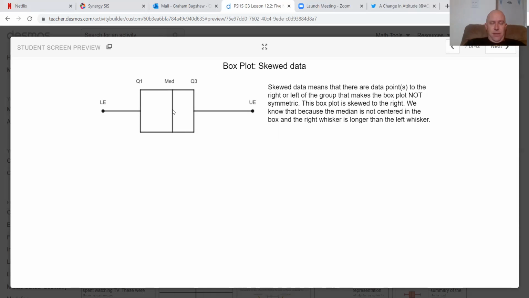Skewed data. So if we look at this, we certainly will notice this is not symmetrical. You can certainly see that this left whisker is a lot shorter than this right whisker. That means that we can see that the top 25% of data values are more spread out. You can also see that the second 25% of data values are more spread out than the third 25% as well. So by looking at how long these parts are, you can see how spread out the data actually is.